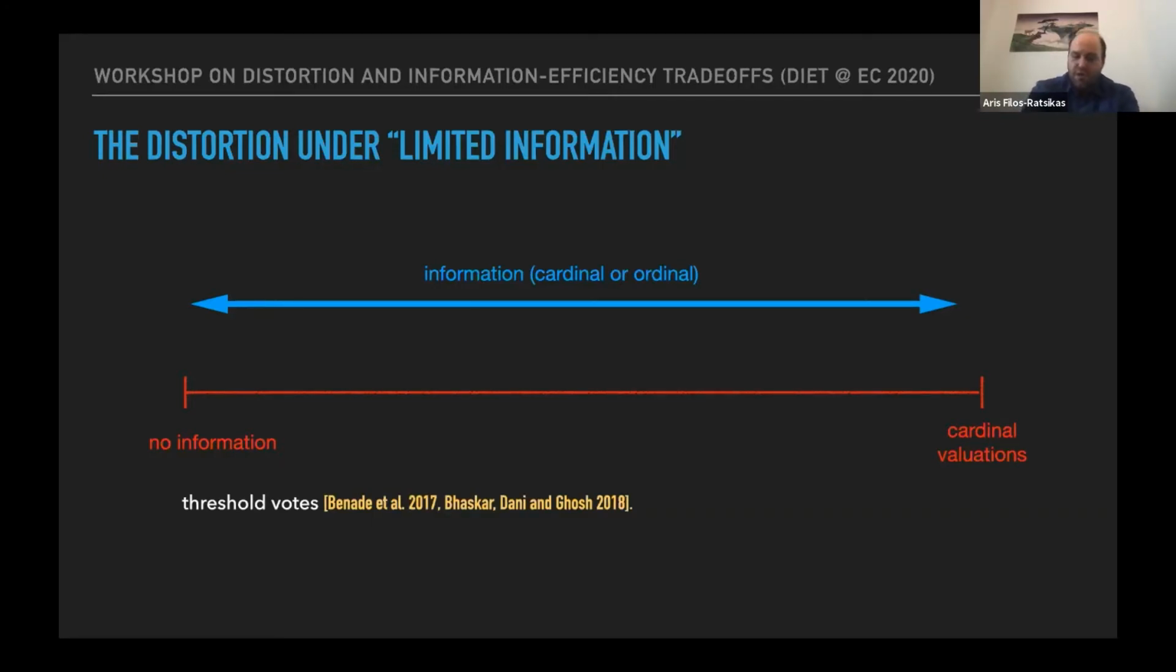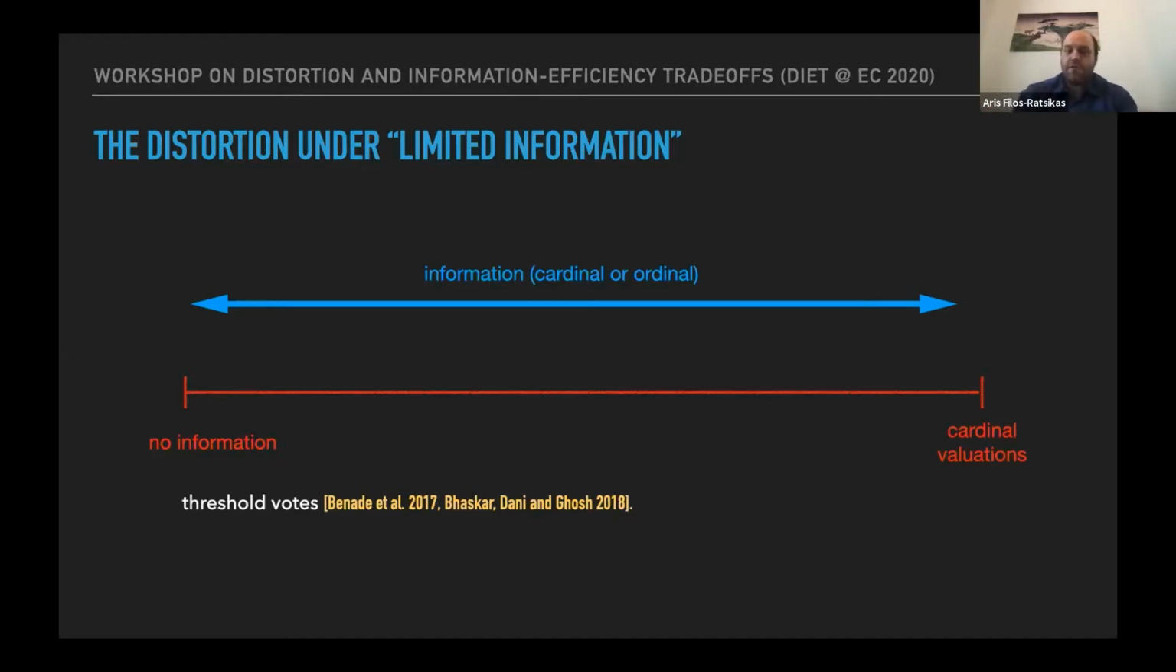A threshold vote is an elicitation device in which you supply a threshold value to the agents, and then the agents return all the alternatives that they value higher than this threshold. And this can be together with ordinal information. It can also be asked without having access to the ordinal information.